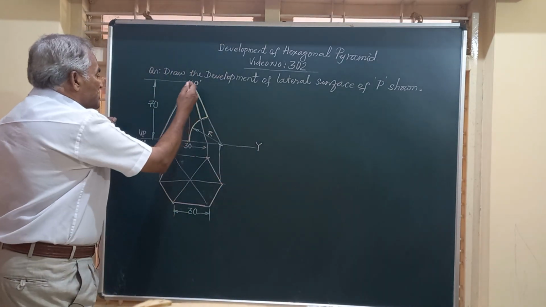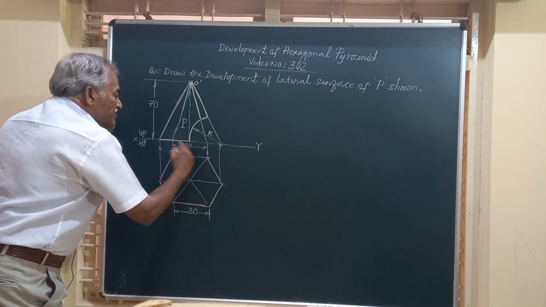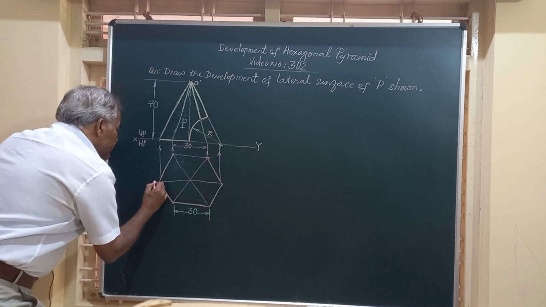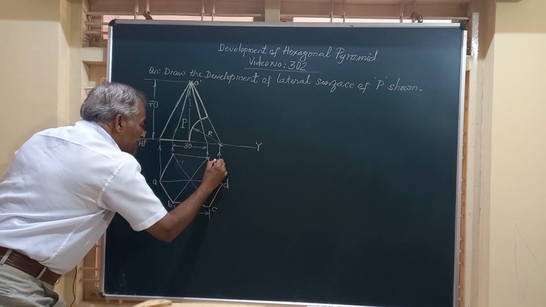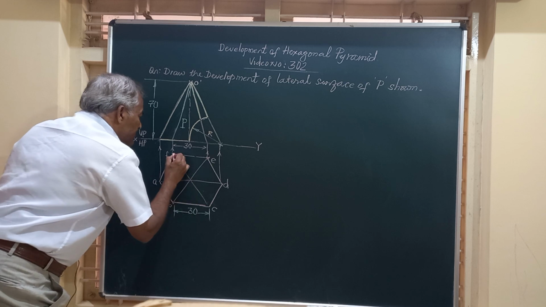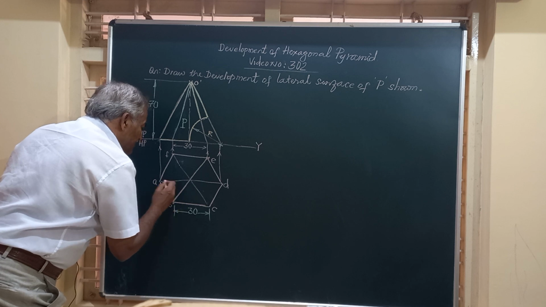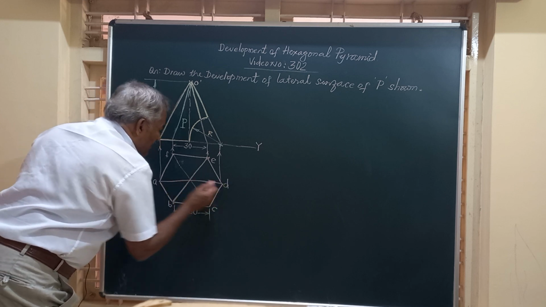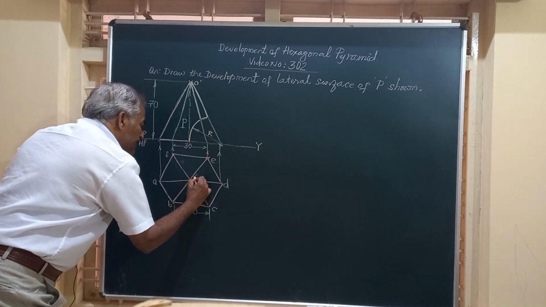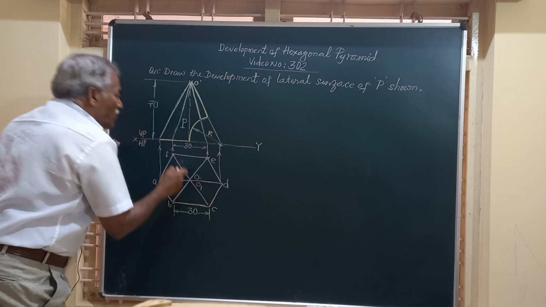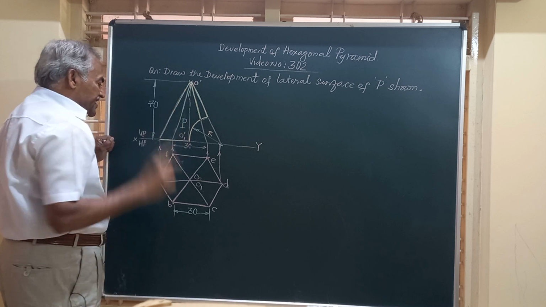Here, we can mark the top view to the given dimension and number these as A, B, C, D, E and F. We have to darken all these. This is how the top view of the hexagonal pyramid looks. And I have shown all these slant edges. I will call this point O, O1. O1 is the center of the base, that is O1 dash. O dash is the vertex.